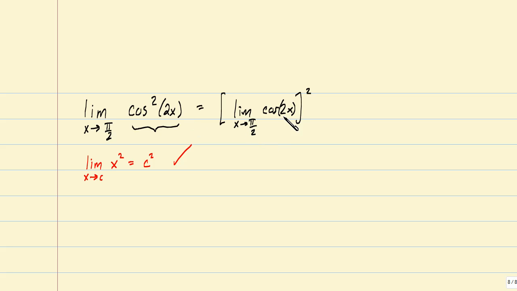Now, what about this limit? Here again, we have a composition of functions. Cosine is now on the outside. Is it true that we can evaluate this kind of limit just again by plugging in the c value into this function?